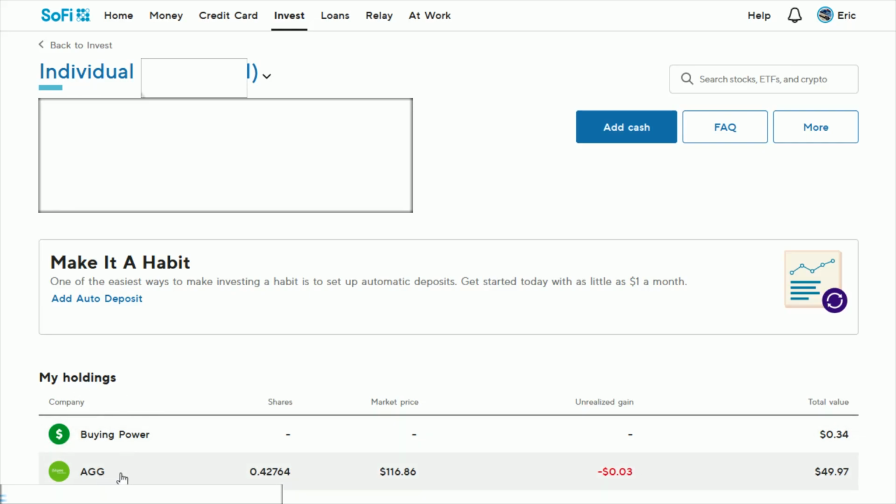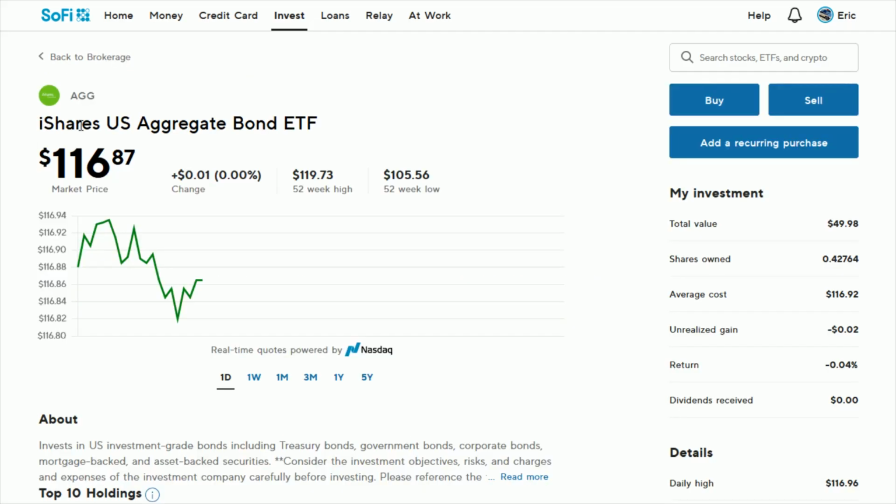So let's just say, for instance, I wanted to sell some AGG. This is an ETF that is in my account. So I'd click on it right here. And that brings us over to this overview page of the asset that I had clicked on, AGG, and it gives us the recent chart. Over here on the side, it gives us some different options, whether we want to buy at a recurring purchase for this asset or we can sell. So for this example, we are going to be clicking the sell option.